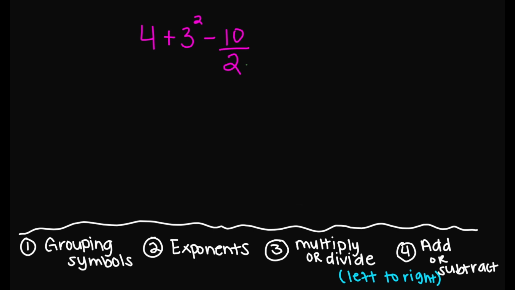So the first thing we're going to do, since I do not have grouping symbols, I'm going to move on to my exponents. So I have 4 plus 3 squared, this is going to be 9. And then 10 divided by 2, this is going to equal 5. And now I have addition and subtraction left, so I'm going to go from left to right. 4 plus 9, this is going to equal 13. And then minus 5, this is going to equal 8. So your final answer here is 8.